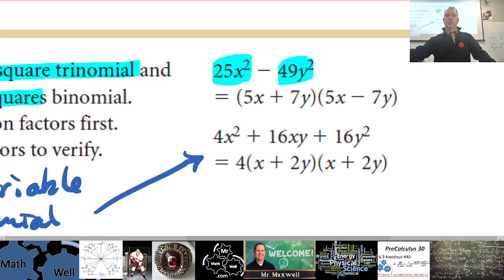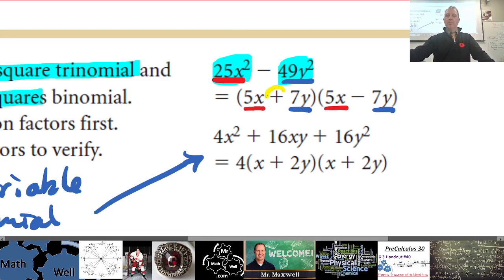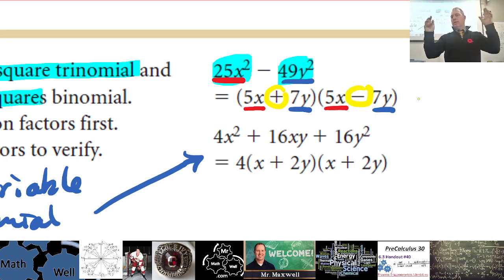All right, so this is 5 squared, right? So the square root of this is 5x. So that goes as the first terms. The square root of 49y squared is 7y. And then because it's a difference of squares, you factor this by putting a plus and a minus in between, done. Okay? So square root goes to the first terms, square root of the last one goes to the second terms, and then plus, minus, done.